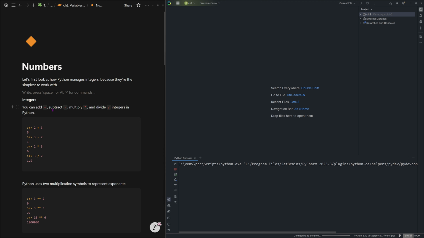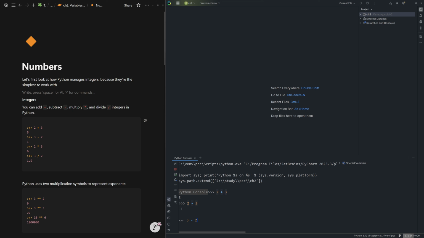Now let's go to our interactive console and do some maths. You can add, subtract, multiply, and divide integers in Python. Let me show you. So you have 2 plus 3, which is 5. We have 2 minus 3, that's negative 1, or you can do 3 minus 2 as well. Now that's 1.